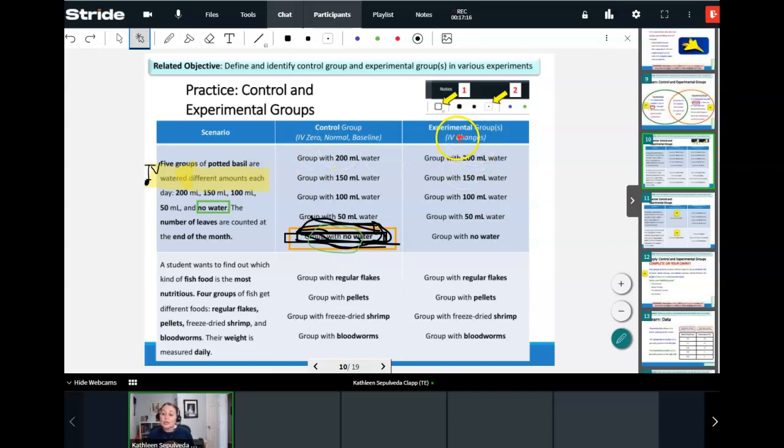Now, let's take a look at the experimental group. What is the group? Okay, and again, it can be more than one. What is the group that I'm changing? I want you to go ahead and take your whiteboard tools again and circle or box. What is the group I am changing?